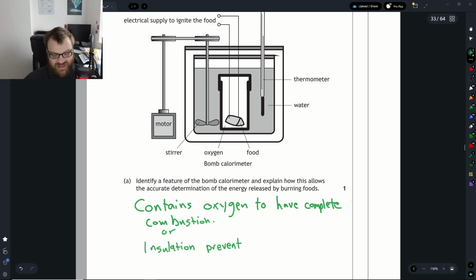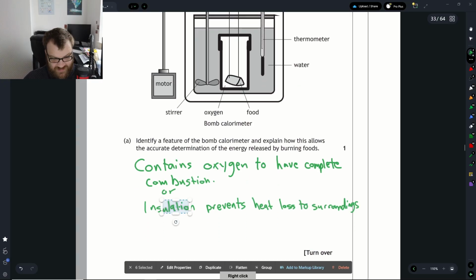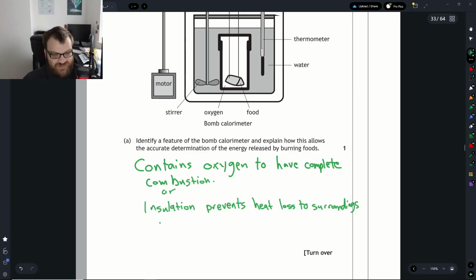You're asked about a pupil doing this reaction. That's one of the reasons why the numbers might be lower. Some of the heat would have escaped, lost to the surroundings. What about the stirrer? The stirrer means it's an even temperature you're going to measure. Otherwise you're going to have a hot patch of water that you accidentally measure and think that you've got a higher temperature than you did.